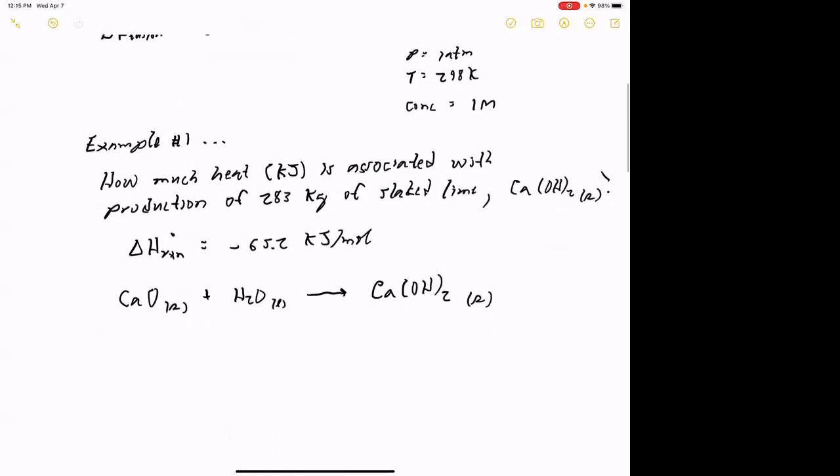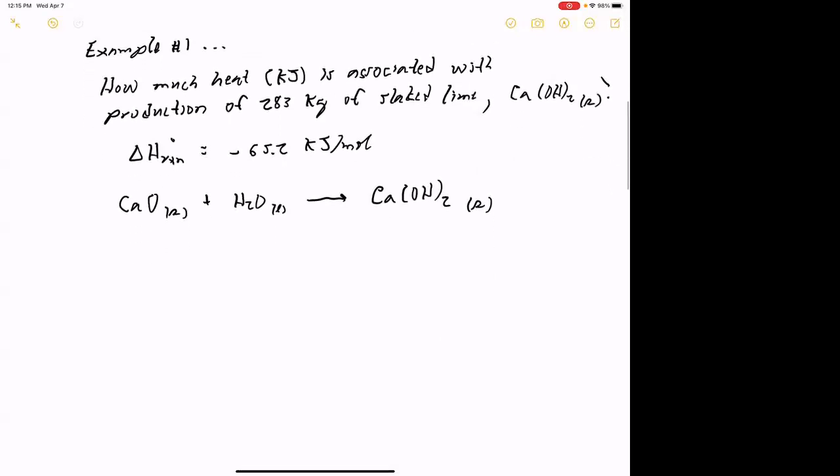So let's just take a look at some typical examples of the kinds of calculations you could run into when we're talking about enthalpies. A lot of these really go back to reaction stoichiometry or mole ratios, okay? So example number 1 is pretty simple. The question is, how much heat in kilojoules is associated with production of 283 kilograms of slaked lime, which is a fancy name for calcium hydroxide solid? Okay, so the equation is down here below.